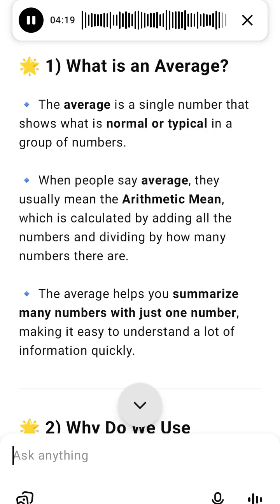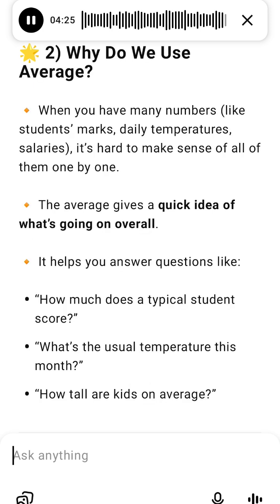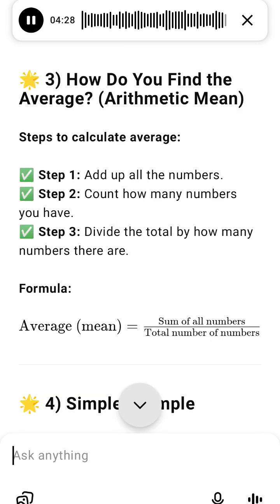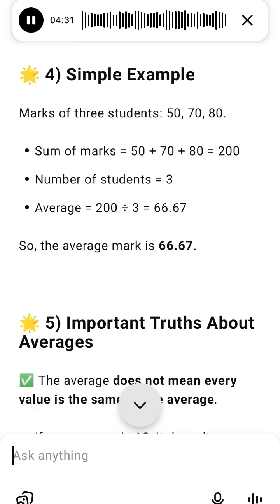9. Different types of averages. Just a glimpse. Mean, the arithmetic average, what we just learned. Median, the middle value when you put the data in order. Mode, the number that appears the most. Different types of data need different types of averages, which you'll learn later.